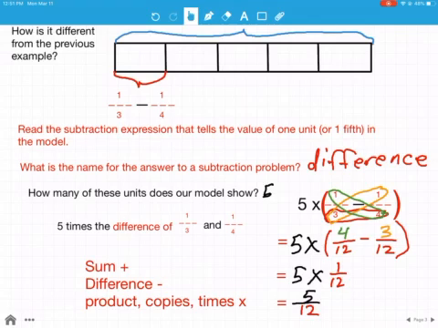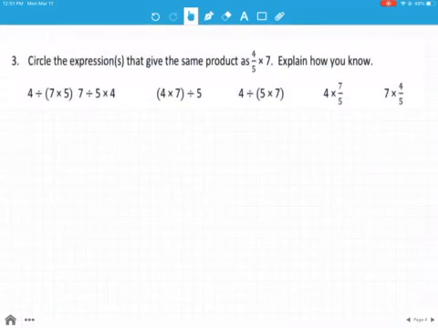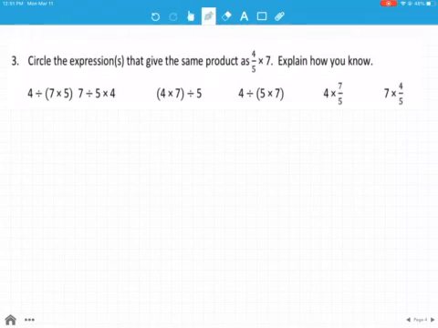All right, so there's 2 of those problems, and now I'm going to go to one that we didn't cover in class, but the students should understand this because we did talk about, some of us may have learned it, parentheses, exponent, multiply, divide, add, subtract, or PEMDAS. Okay, so each one of these problems, we're going to circle the expressions that give the same product as 4/5 times 7.